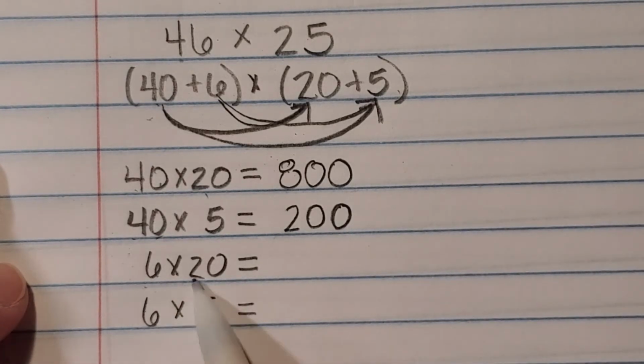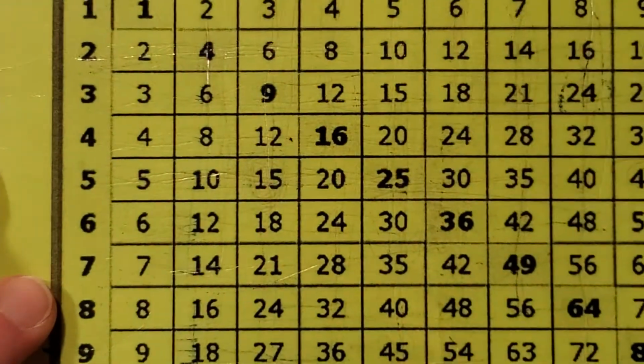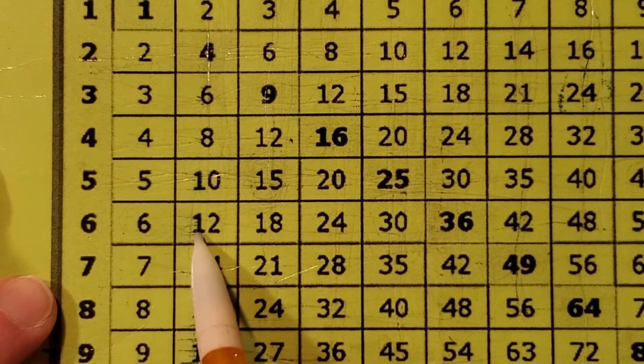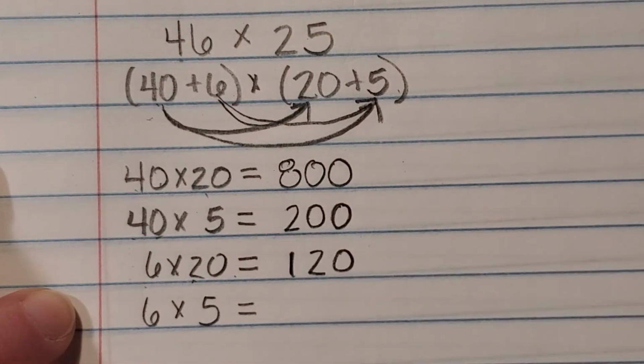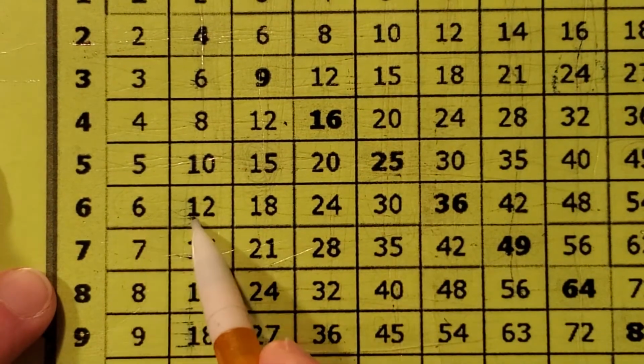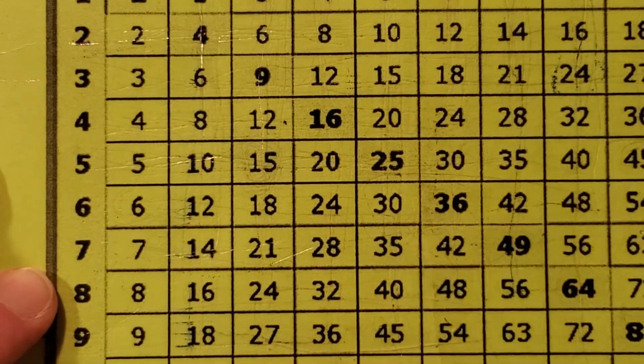Now I have 6 times 20. 6 times 2 is 12. So I have a 12 with a 0. And last I have 6 times 5. So 6, 1, 2, 3, 4, 5 is 30.